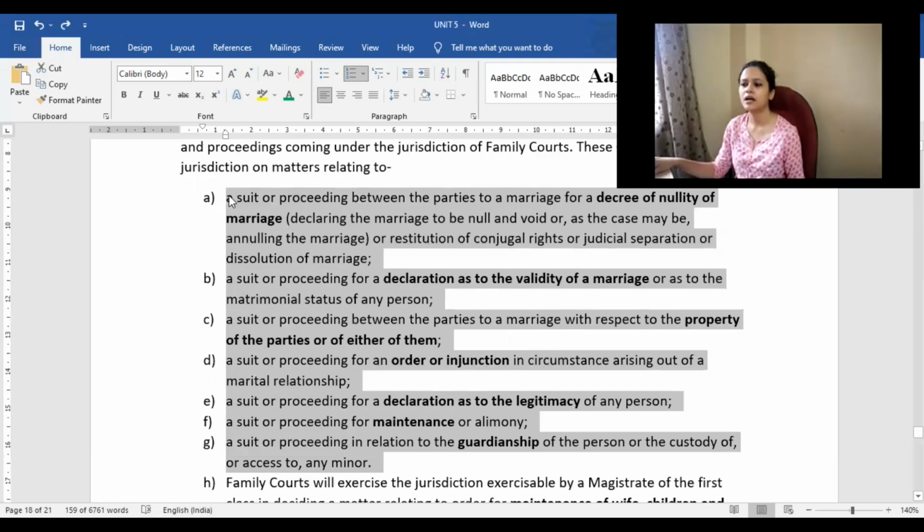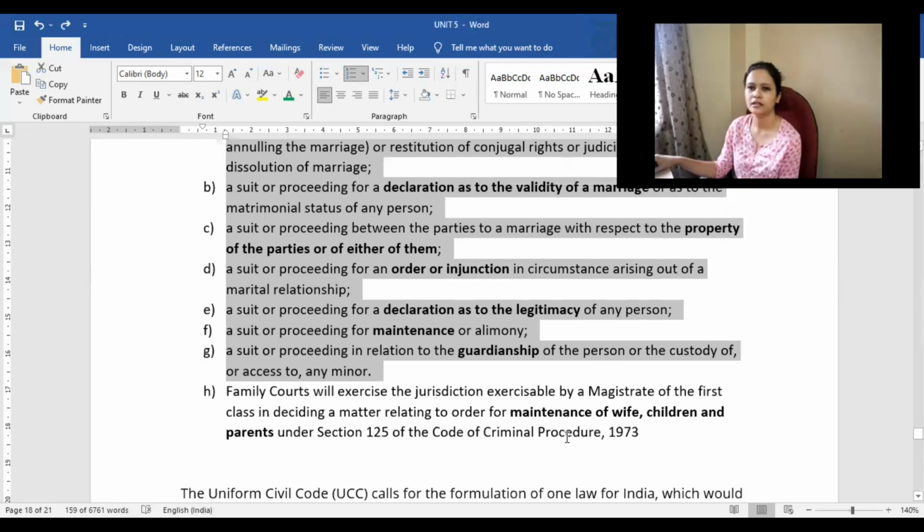So when a court is deciding a matter coming under all these 7 points, it will be considered that the family court is just like a civil court that we have, right? Because it is trying to replace the civil court in terms of marital disputes. So when the family court is deciding all these matters, we would say that this court is similar to a civil court. But there is one matter wherein family courts will have jurisdiction just like a magistrate court. Why is it so?